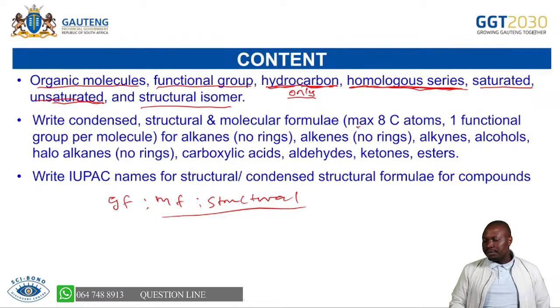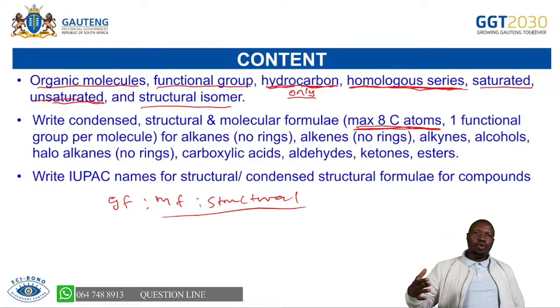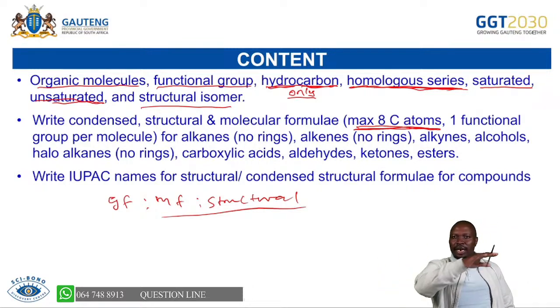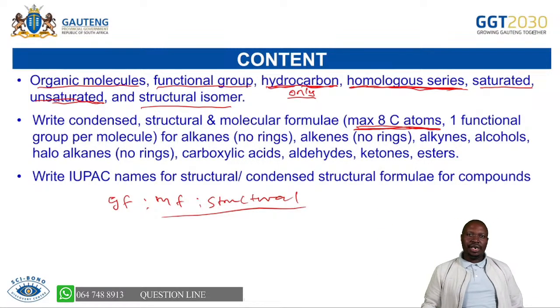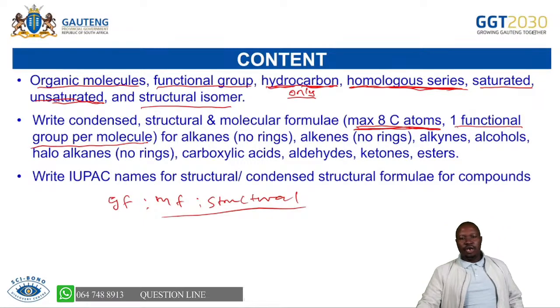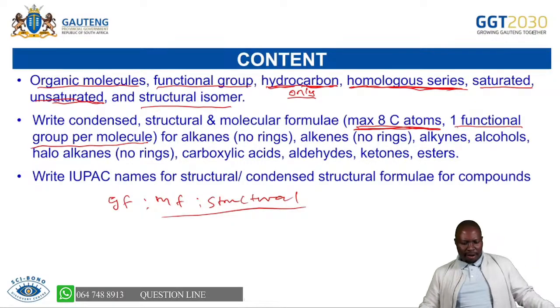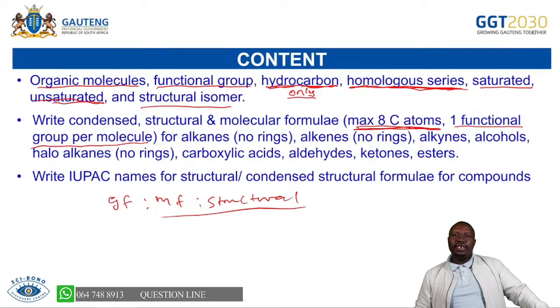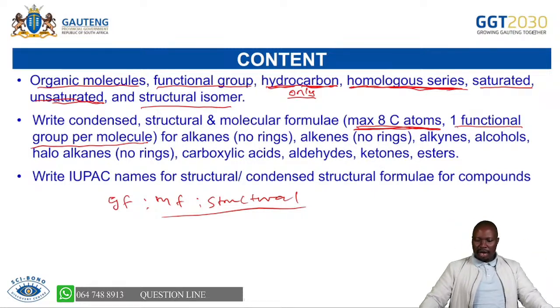We do up to a maximum of 8 carbons. So we'll be focusing on a maximum of 8 carbons. We won't be doing more than 8. The longest carbon chain we can get in a structure is 8 carbons. So we won't have a longest carbon chain with more than 8 carbons. And then we do 1 functional group per molecule. So we won't have a situation where you have 2 functional groups in a particular molecule.